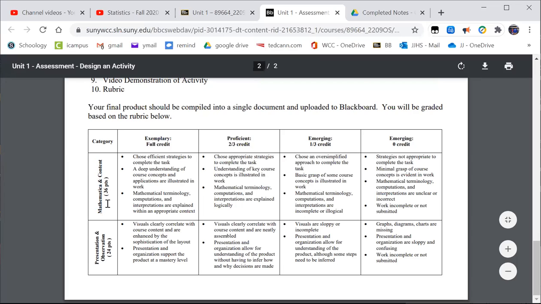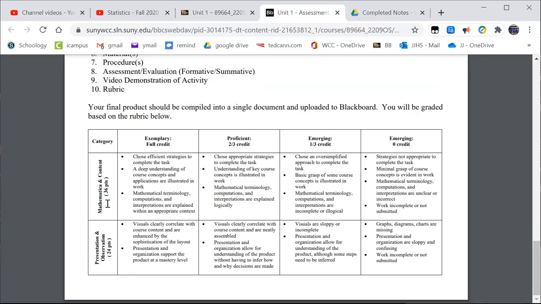the A key is next to the S key. So 36 possible points for the mathematics and content. And then presentation and observation is 24 points. And you can see full credit, 2/3 credit, 1/3 credit, and 0.